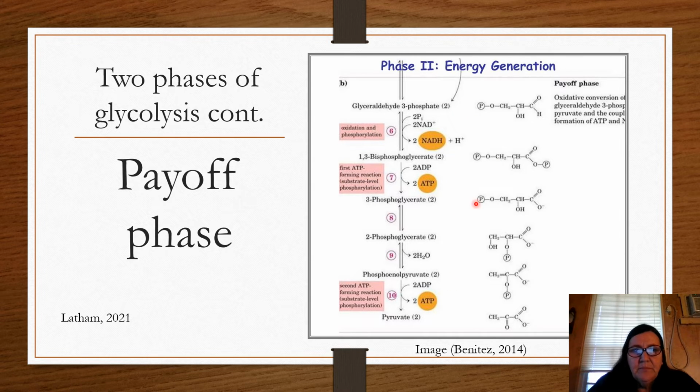So these last steps where you're going from glyceraldehyde 3-phosphate to 1,3-bisphosphoglycerate to 3-phosphoglycerate to 2-phosphoglycerate to phosphoenolpyruvate, and then to pyruvate, and it's going to form 2 molecules of pyruvate.